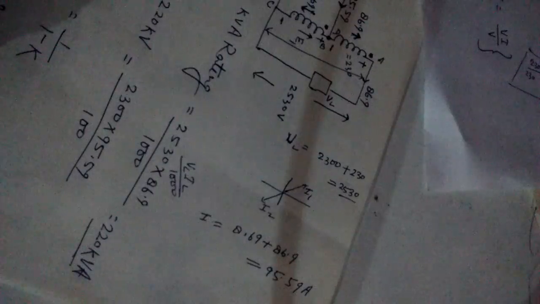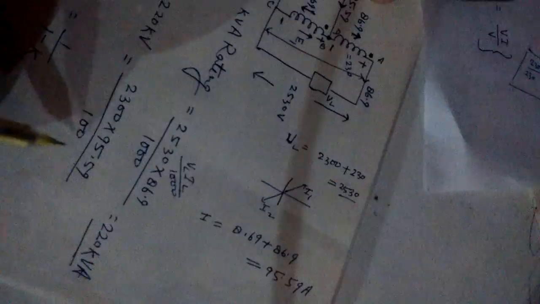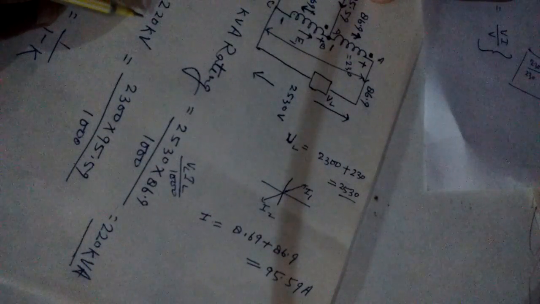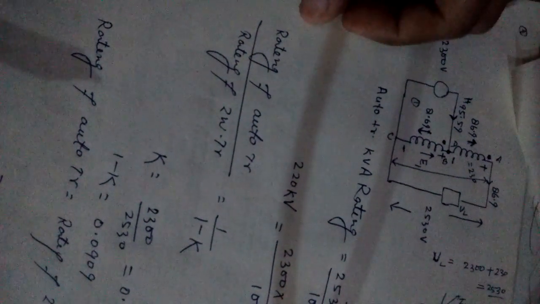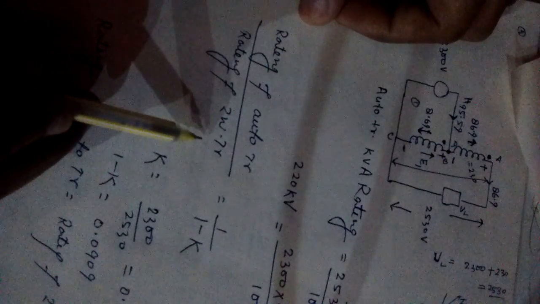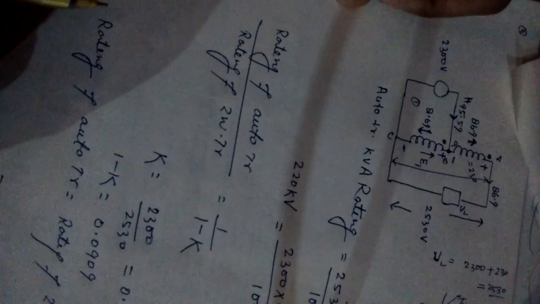Similarly, the input side voltage will be 2300 volt and the current will be 95.59, divided by 1000. We can get 220 kVA. Apart from this, we have a formula: rating of auto transformer upon rating of two winding transformer is equal to 1 minus K. You can also calculate the rating of the auto transformer if you know the rating of the two winding transformer and K. Then we can find K from here.